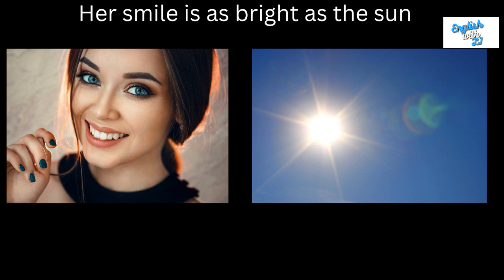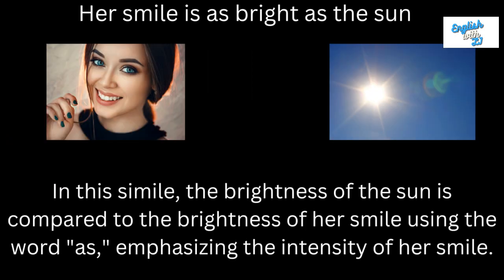So they're very, very similar, but one is a direct comparison and the other is just saying that something is similar, which is obviously the simile. Something is like something else. So her smile is as bright as the sun.